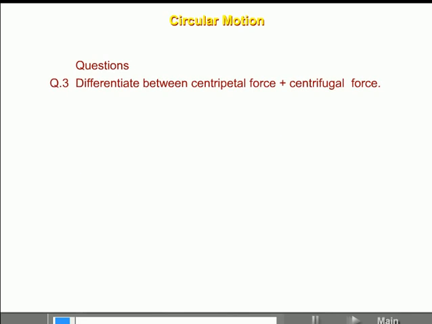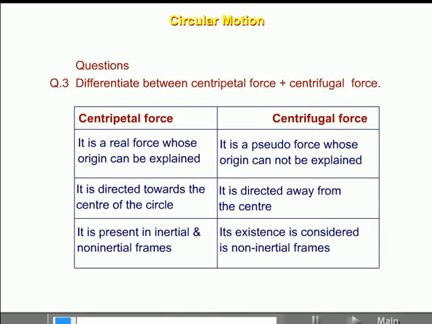Differentiate between centripetal force and centrifugal force. Centripetal force. It is a real force whose origin can be explained. Centrifugal force. It is a pseudo force whose origin cannot be explained. Centripetal force. It is directed towards the center of the circle. Centrifugal force. It is directed away from the center. Centripetal force. It is present in inertial and non-inertial frames.